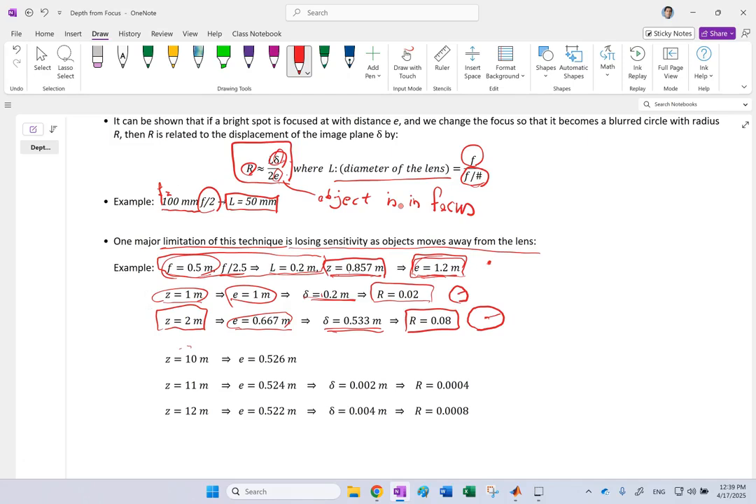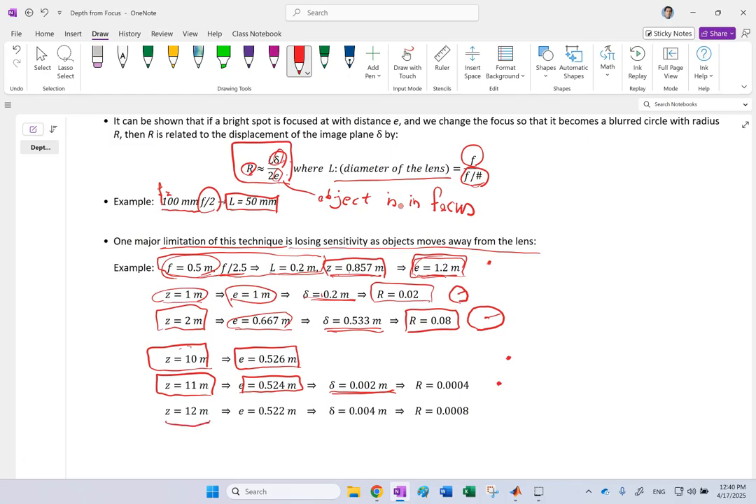Now I repeat the exact same experiment, but this time I start at 10 meters. First, perfectly zoom at 10 meters, and that means my image plane is going to be at 0.526. So at this 10 meters, I have a perfect, almost zero radius hot spot, right? A bright spot. Now look, I changed it 1 meter again, like last time. E goes only to 0.524. That means your delta is only 0.002 of a meter. You plug it in, your radius becomes 0.0004. So it barely gets any bigger.